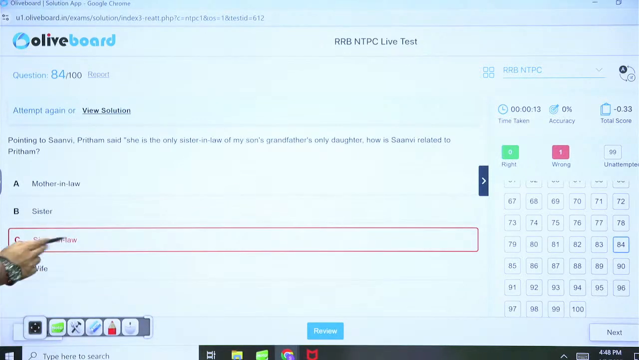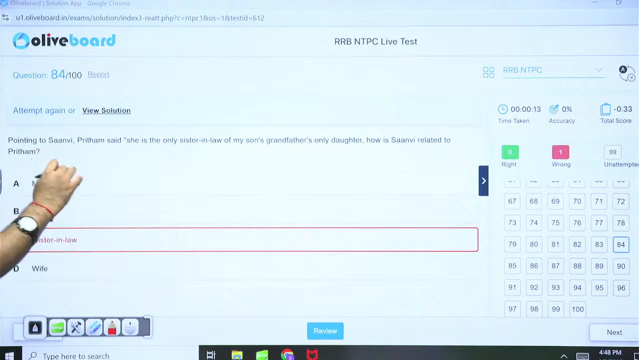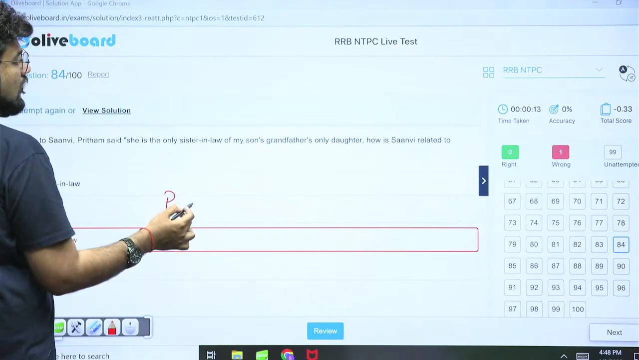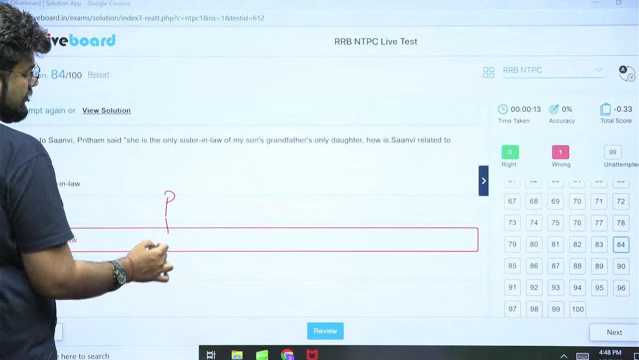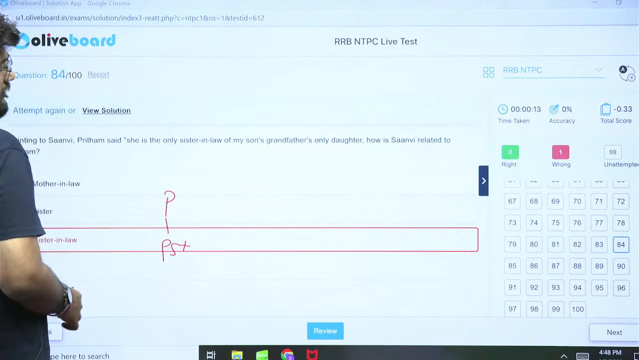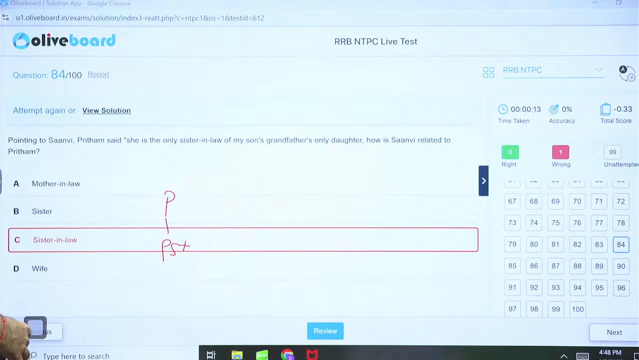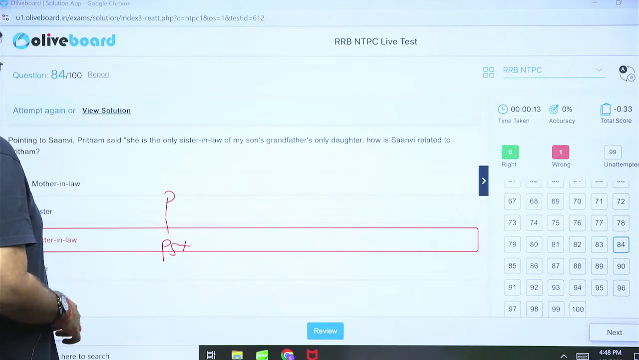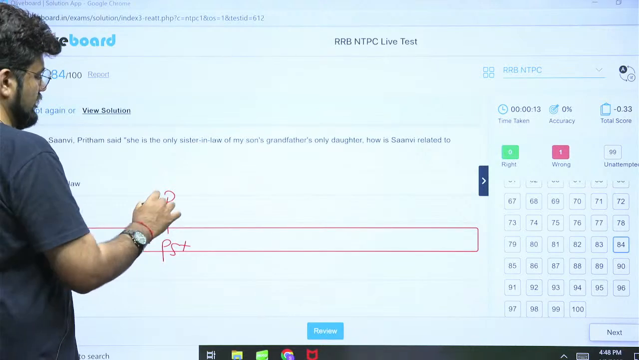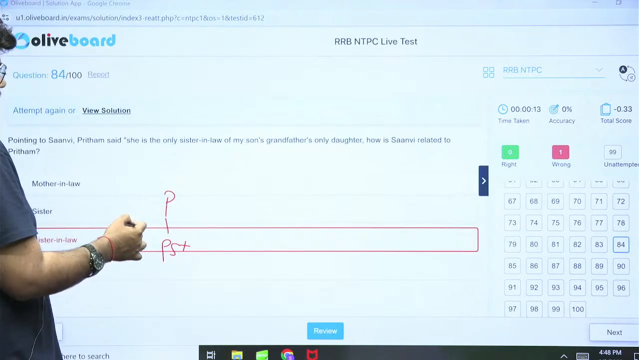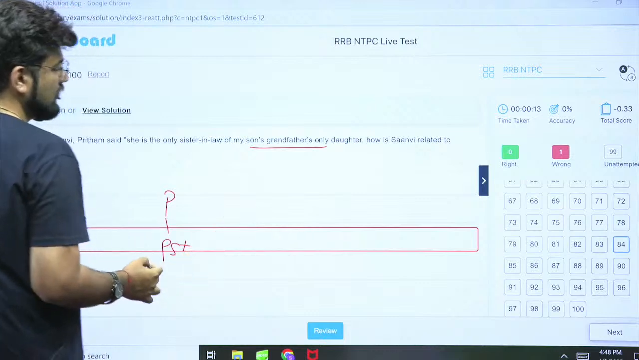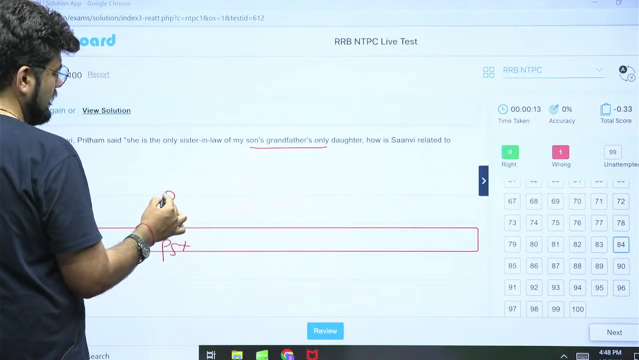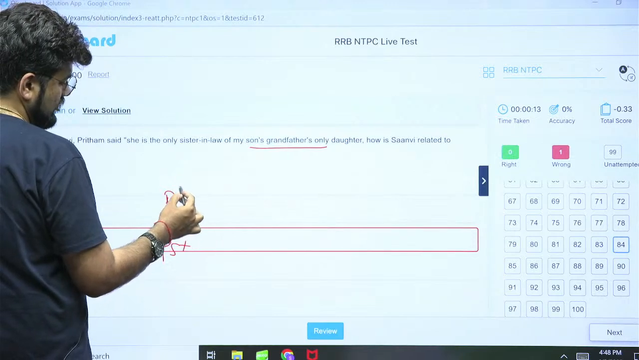Oops. What is wrong? Where are we going wrong? Preetham said she is the only sister-in-law of my son's grandfather. Okay, so they are assuming Preetham to be a. So they are assuming this grandfather to be a. Okay, they are taking another way here. They are assuming this to be a woman.